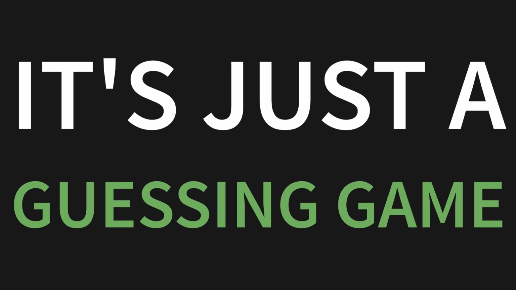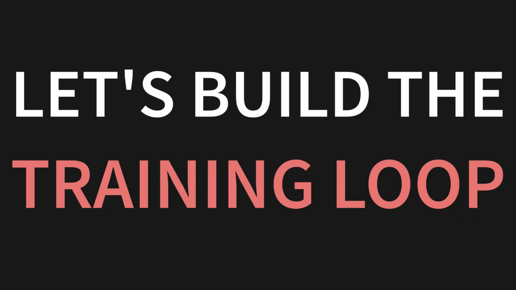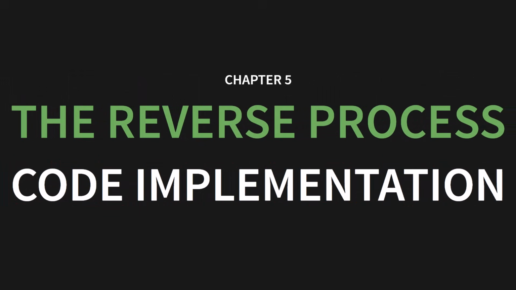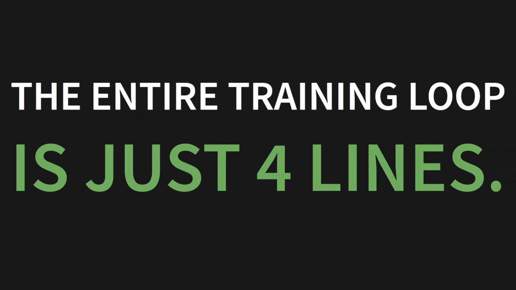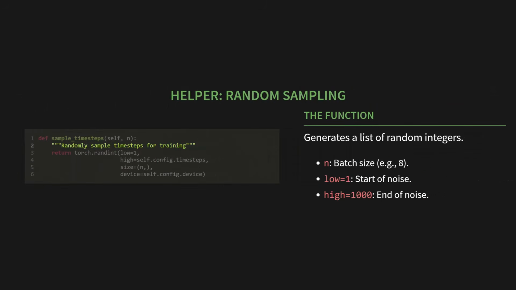Okay, we have the theory. We have the core insight. We understand the objective. Let's build the training loop. You might be thinking this is going to be some massive, complex piece of engineering. Well, what if I told you the entire training loop is just 4 lines of code? Seriously, that's it. Let's build it.